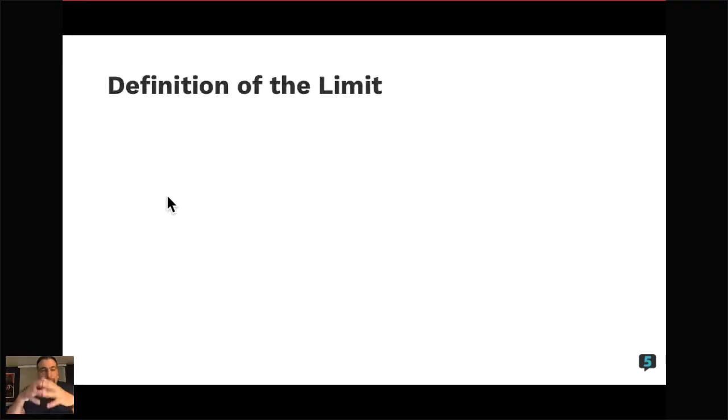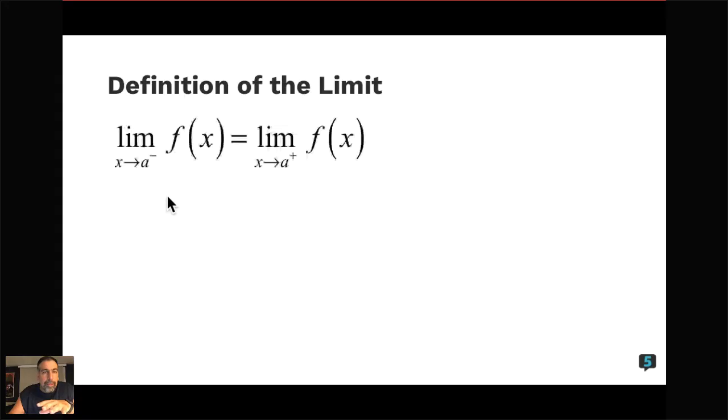So earlier I said we're going to talk about the definition of the limit. I wanted to share a couple of examples to lay the groundwork of where we're at. And now here's where we're looking. This is our definition of a limit.